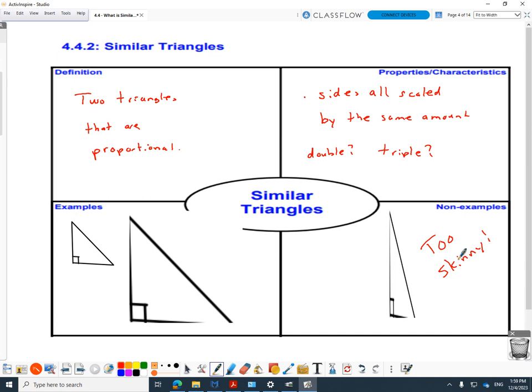But I'm going to add the most important piece right here. One more thing to put up in properties and characteristics. So I'll put it in capital letters. All angles stay the same.